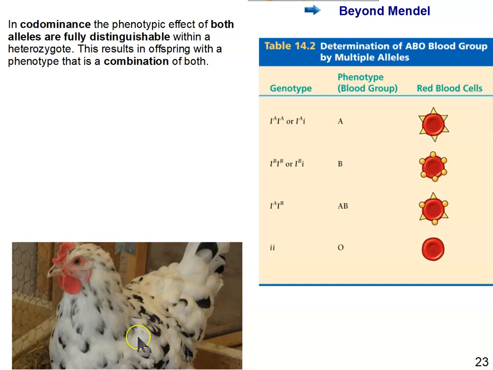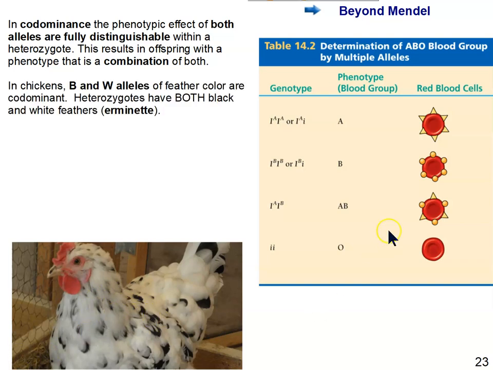If this was incomplete dominance, then this chicken would be gray, and you wouldn't be able to distinguish the individual feathers that were either white or black. But you can, and that's because they are codominant. Neither one is dominant over the other, and they're both expressed. And you can distinguish their expression individually in the phenotype of the individual that inherits both of them. We see the same thing here in blood type.